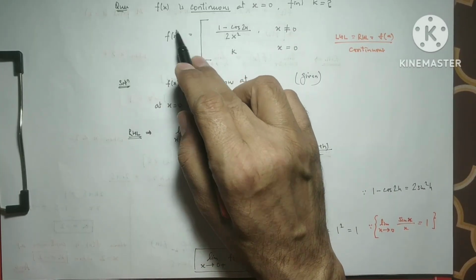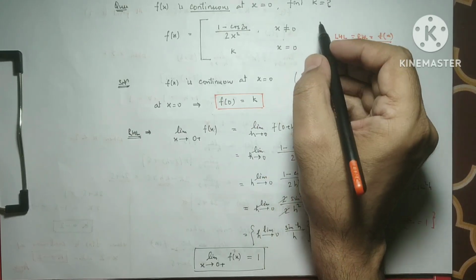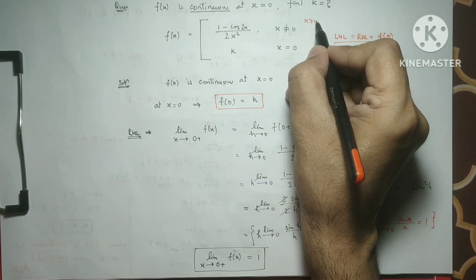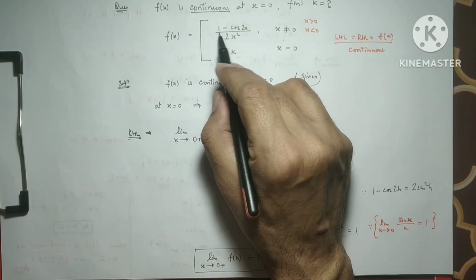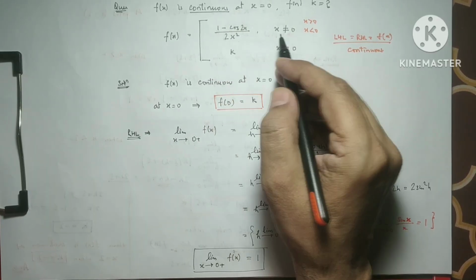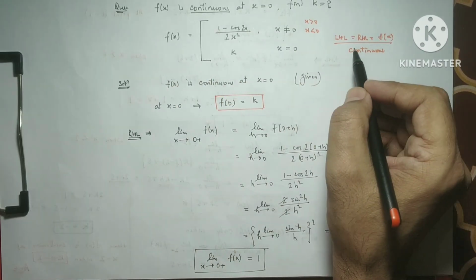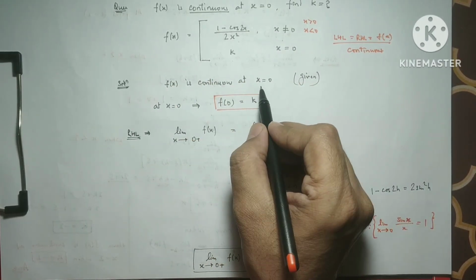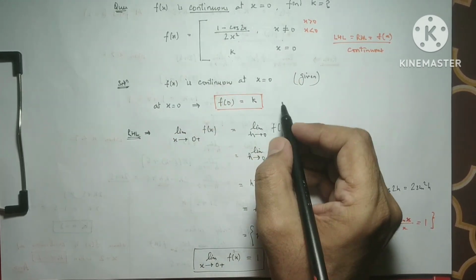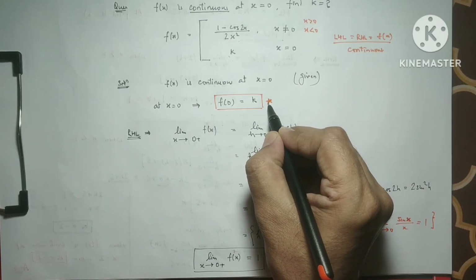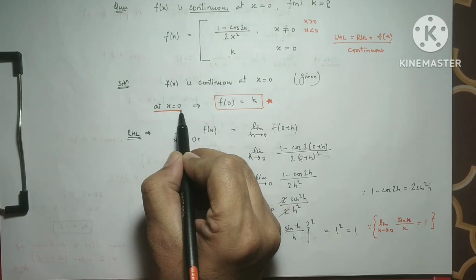The definition of the function is: when x not equal to 0, that means when x greater than 0 and when x less than 0, it is 1 minus cos 2x divided by 2x square. And when x is 0, the value of the function is k. So if it is continuous, we can say the value at the point f(0) is k. This is the first value, the value of the function at x equals 0.